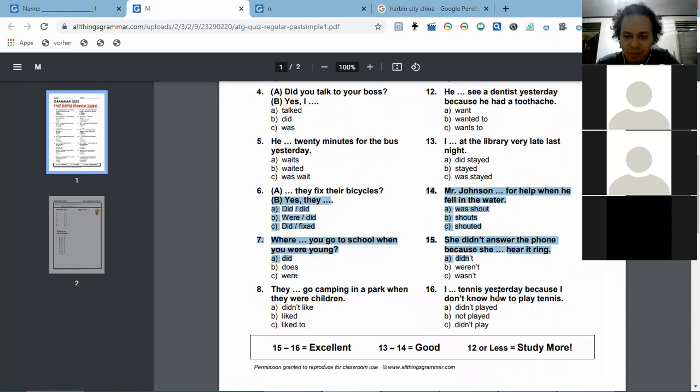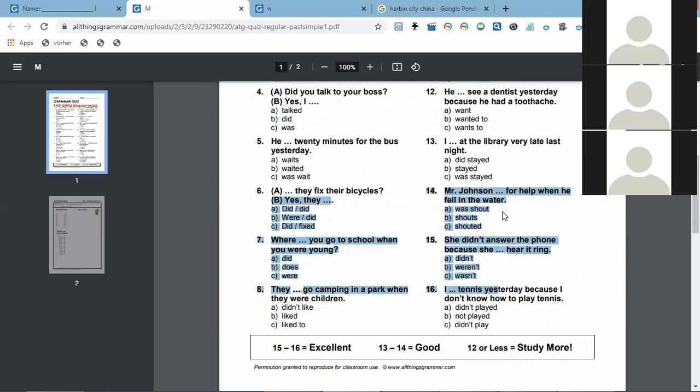Let's do it together now. Number 14. What do you think is the answer? Okay, maybe I'm just gonna choose Putri. Can you tell me number 14? What's the answer of that? Mr. Johnson called for help when he fell in the water.